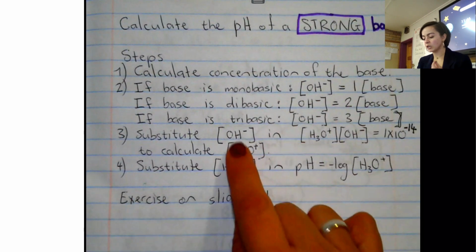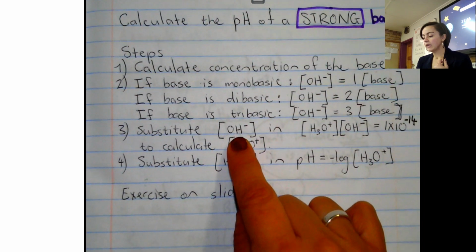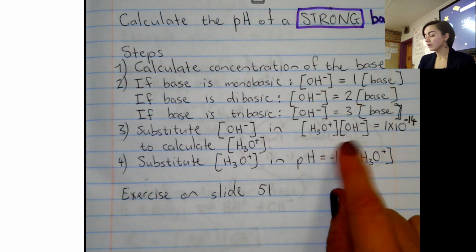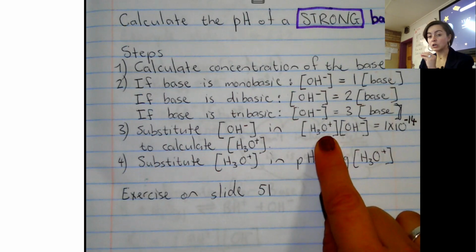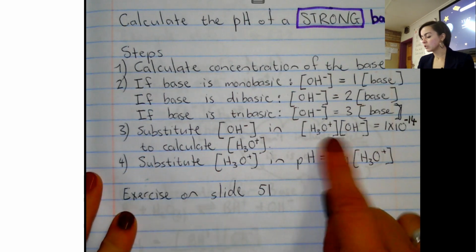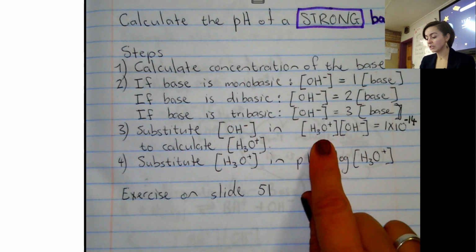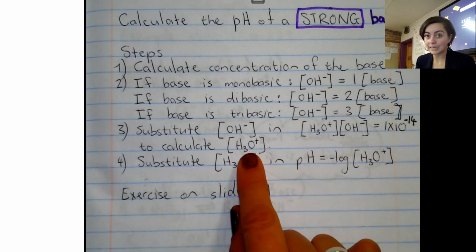So now we have the concentration of the hydroxide ions. Before we go to the pH formula, we first need to find the concentration of the hydronium ions. So we substitute into the formula we just learned concerning the equilibrium constant for water, and then our only unknown variable will be the hydronium ion concentration, so we'll be able to calculate it.